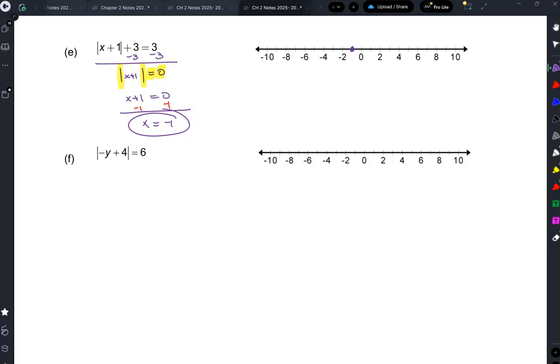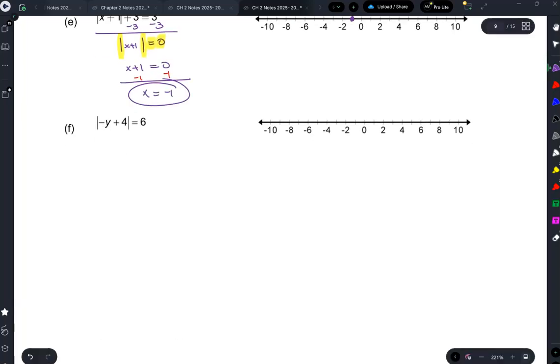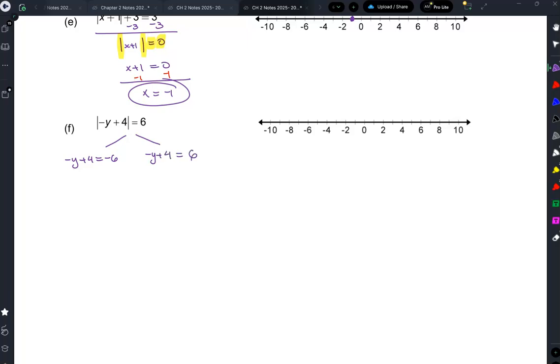Anything that needs to be done here before we split it? No, we can actually split it right here. Okay? So -y plus 4 is equal to -6, and -y plus 4 is equal to +6. Do you see this? So when you split, two things happen simultaneously. The first is absolute values go away. The second is equal to negative, equal to positive.